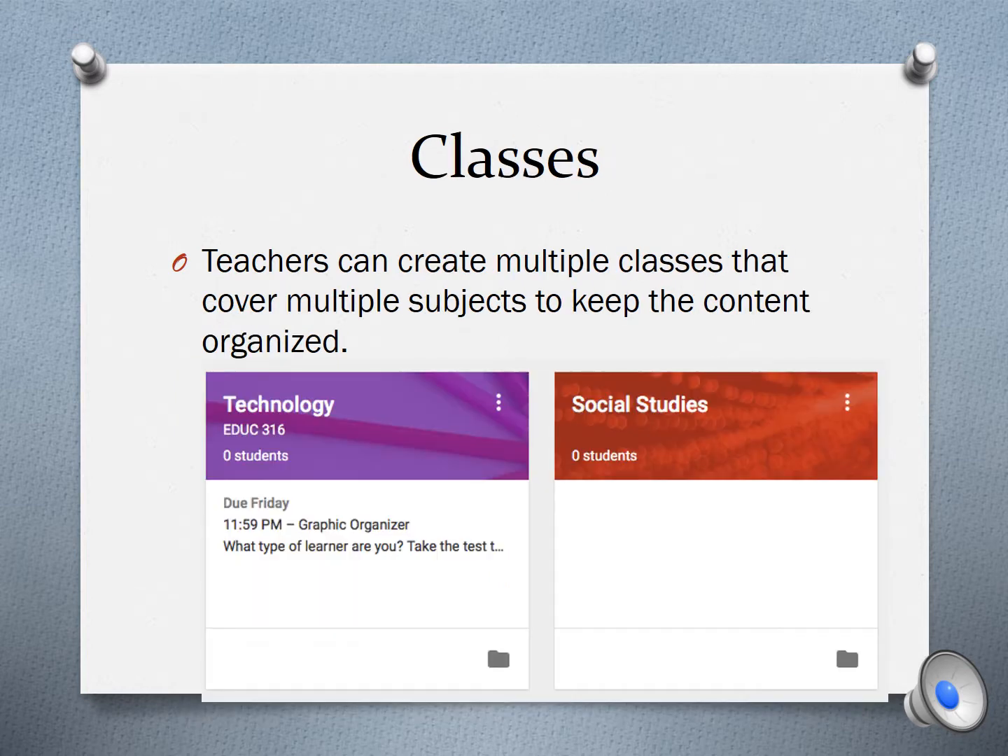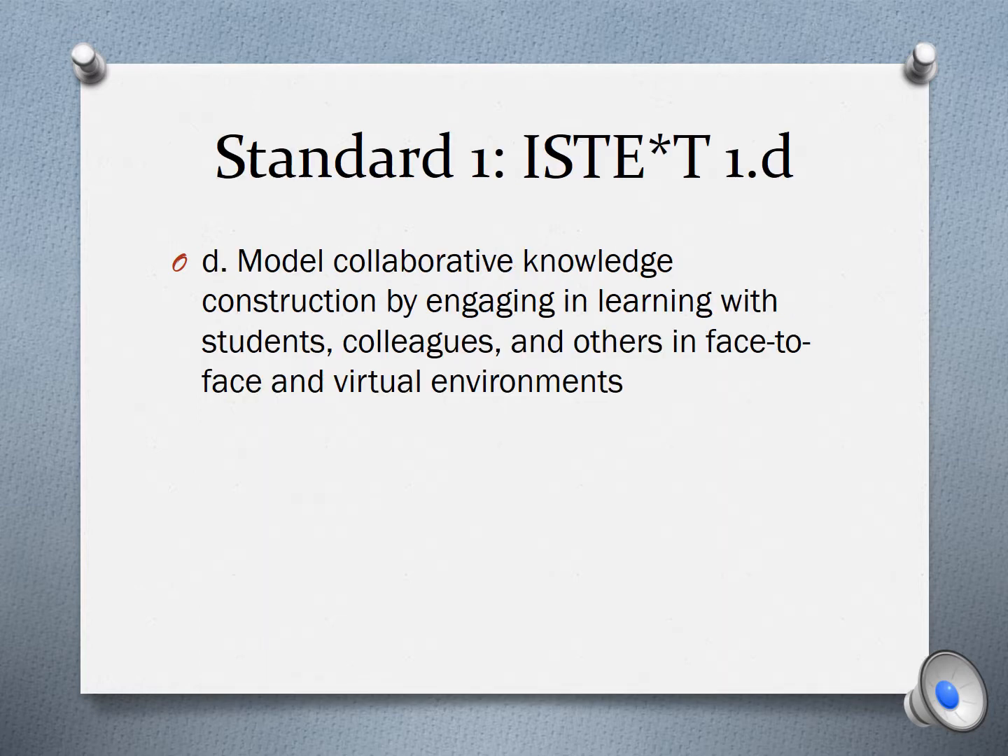Within Google Classroom, you can create multiple classes that cover multiple content areas that you are discussing in the classroom. For example, we have created 2 content areas. One is technology, and you can see the assignments and listings of the assignments on the box. And we have also created a social studies class for students to keep track of those details.